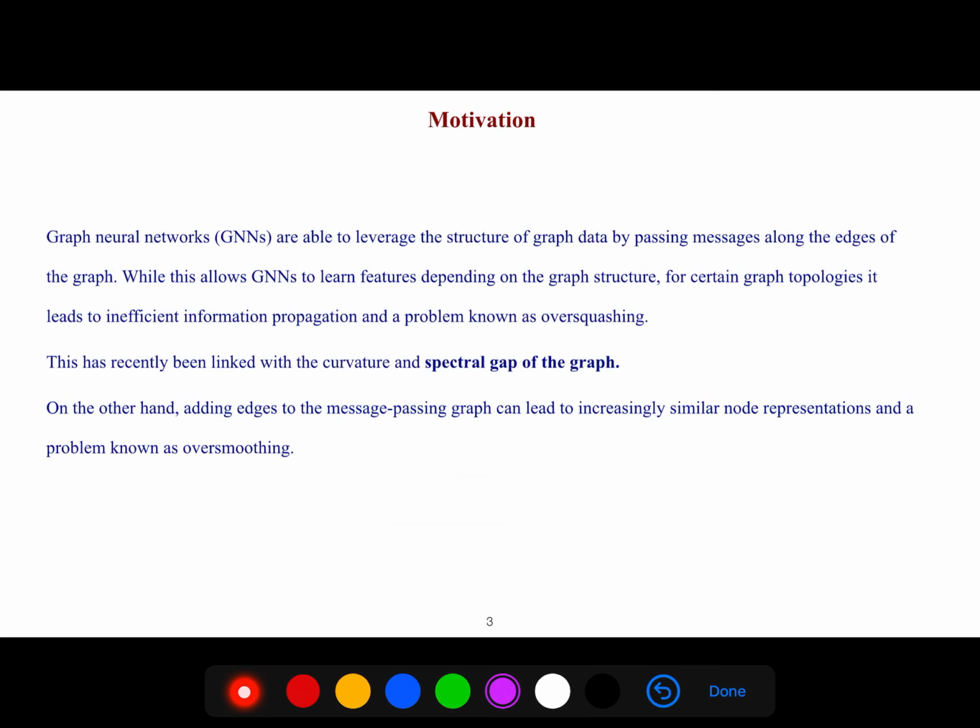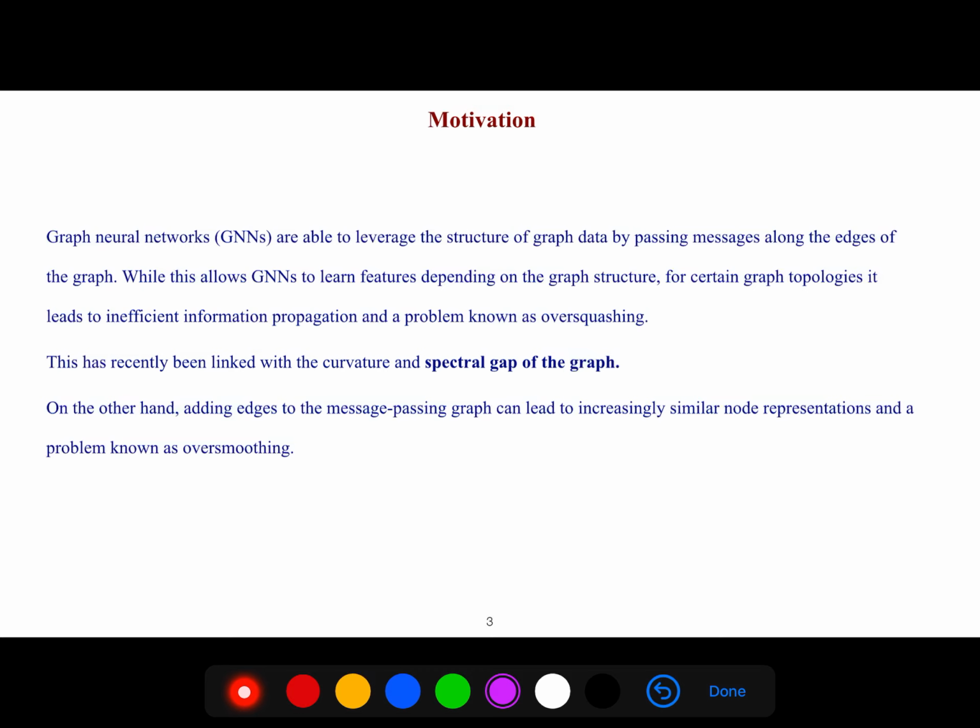Graph neural networks are able to leverage the structure of graph data by passing messages along the edges of the graph. While this allows GNNs to learn features depending on the graph structure, for certain graph topologies it leads to inefficient information propagation and a problem known as oversquashing. This has recently been linked with the curvature and spectral gap of the graph.